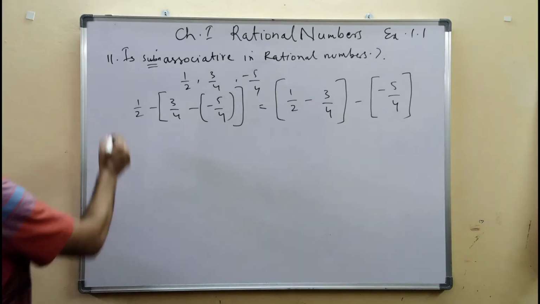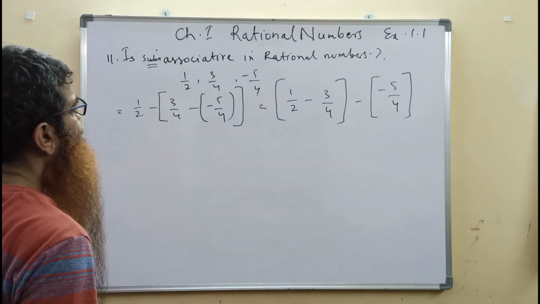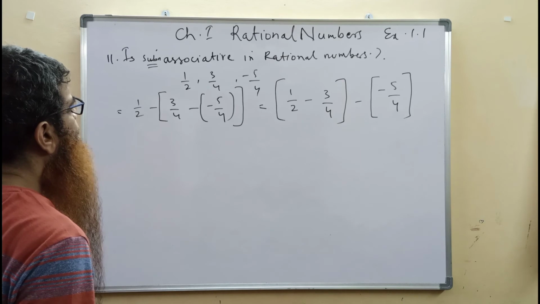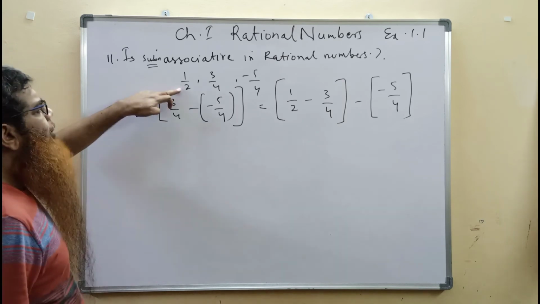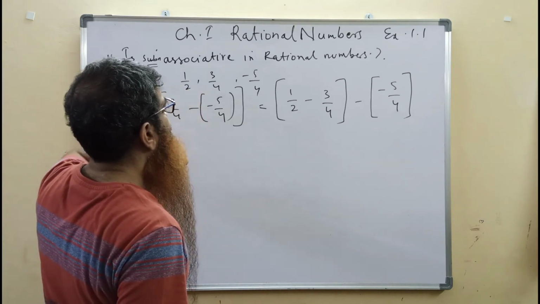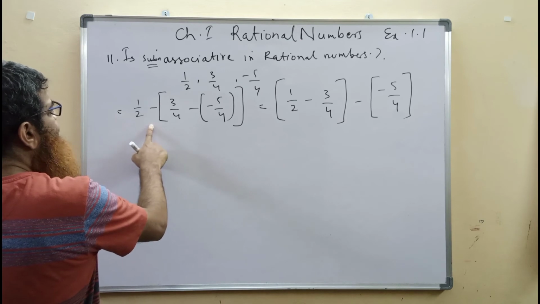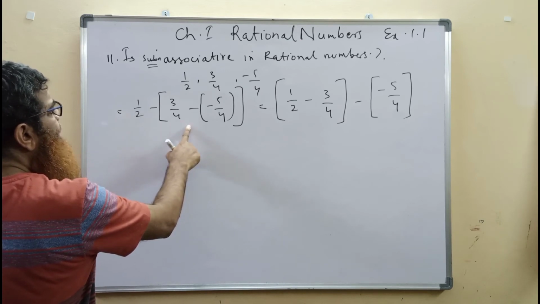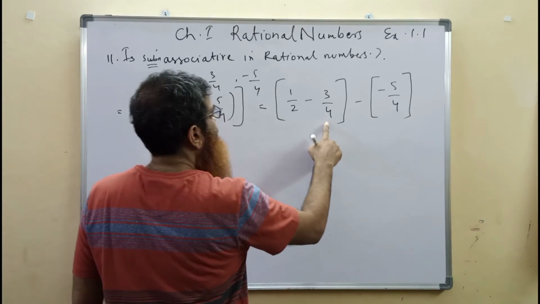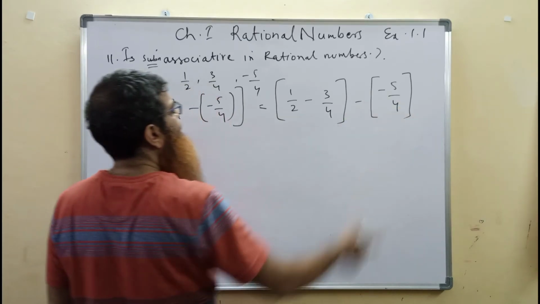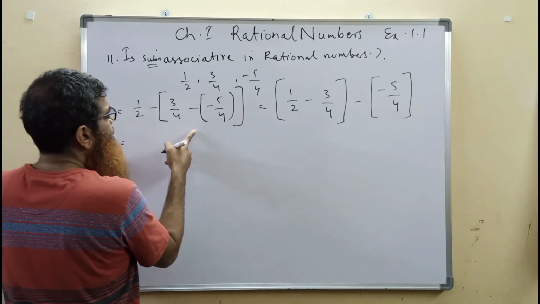Let's check this with an example. We are checking whether subtraction is associative in rational numbers. We know that subtraction is not associative in rational numbers. We'll check it with an example, taking three rational numbers: 1 by 2, 3 by 4, and minus 5 by 4. 1 by 2 minus whole 3 by 4 minus 5 by 4 is equal to 1 by 2 minus 3 by 4 minus 5 by 4. So we need to do the operations in the bracket first.